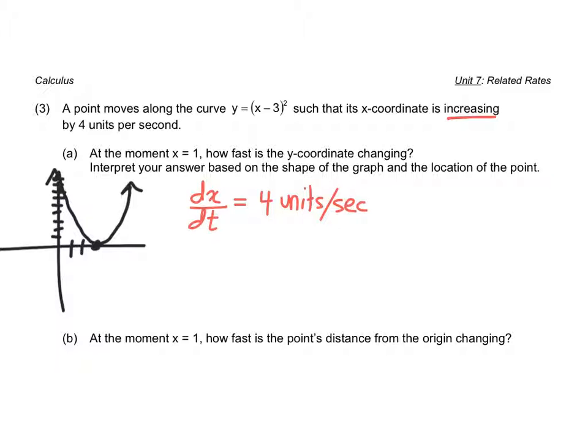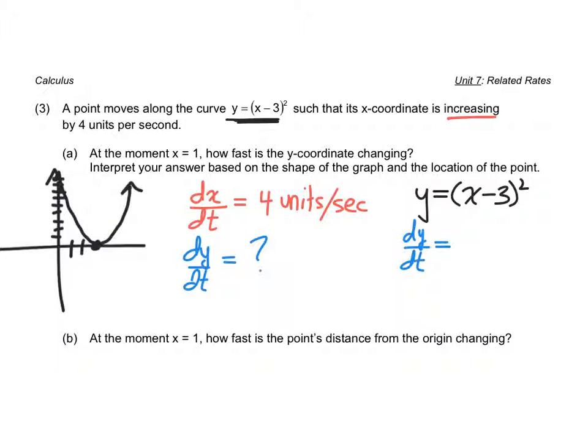Now, it says at the moment that x is equal to 1, I don't need to rewrite that because it's pretty straightforward. It's asking how fast is the y-coordinate changing. So I want to know what dy/dt is equal to. Now here, I don't need to invent a formula. I don't need to grab a geometry formula because they gave me an equation that relates x and y. I just need an equation that relates dx/dt and dy/dt. All right? So I'm going to take the derivative of this. dy/dt is going to be equal to what?